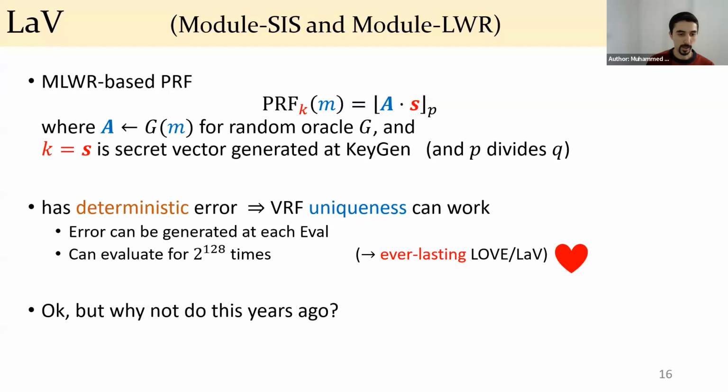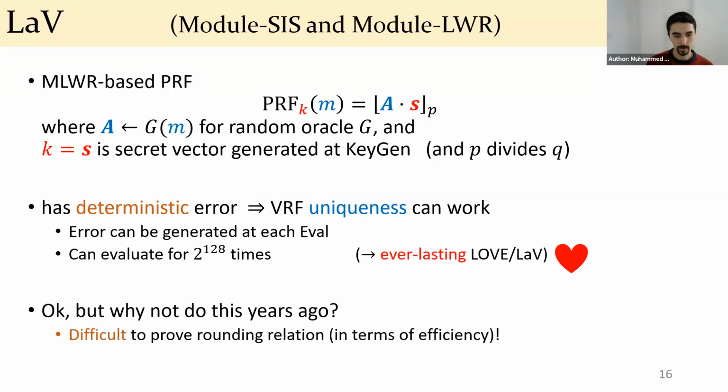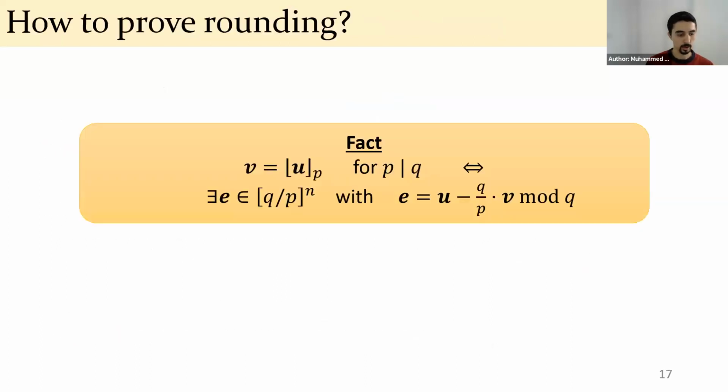Okay, and you might naturally ask why we did not do this years ago. The answer is that the rounding relation is difficult to prove efficiently. As I mentioned, the efficiency of the exact proof, if you go back a few years, was in the order of megabytes. In recent years it has become significantly more efficient, and that's why we can do a more efficient exact proof now. Okay, so how to prove rounding? I'm wrapping up soon.